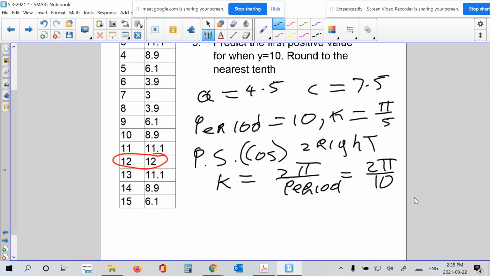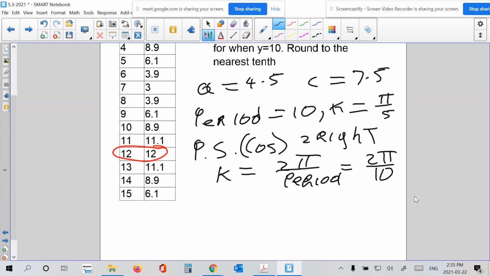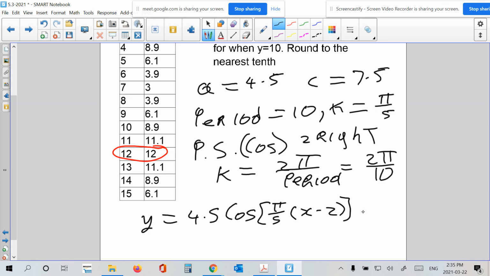So I'm going to go ahead now and write my cosine equation. y equals, the a is 4.5, cosine of pi over 5 x minus 2, plus 7.5.